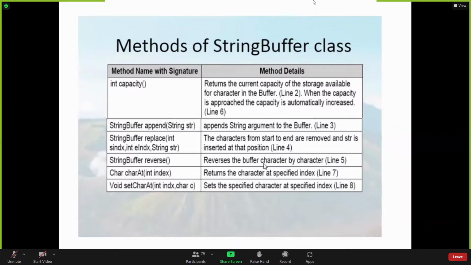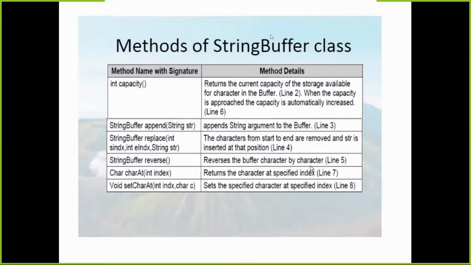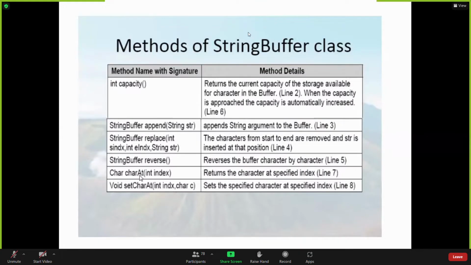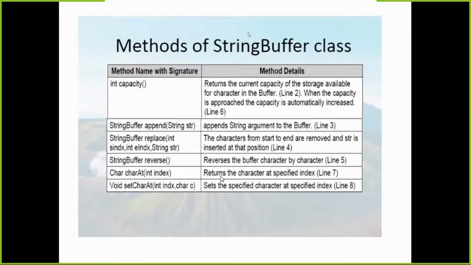Reverse method. Reverse the buffer character by character. String ને reverse કરશે. Character at. See here again character at. C is small, at no A capital છે. Returns the character at the specified index. જ્યાં integer index છે એ index number પર કયો character છે that will be returned.